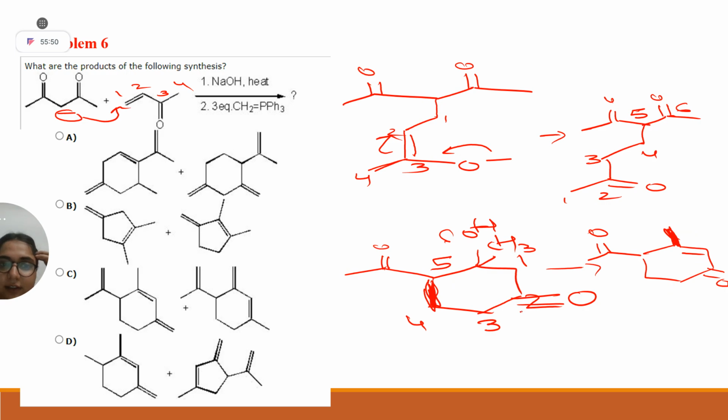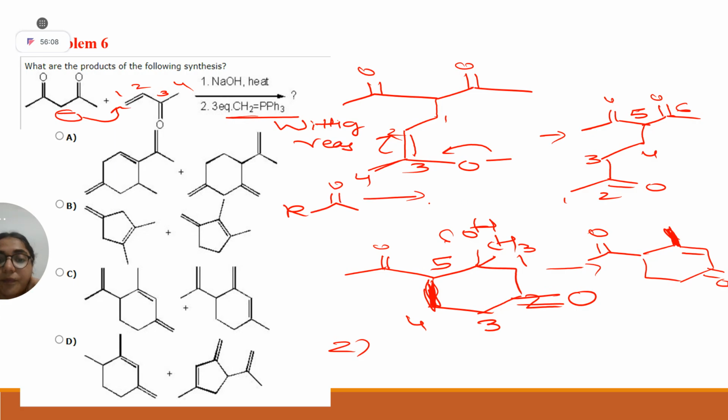Now they are asking. They have said three equivalents of, what is this reagent? Can anyone tell me? This is your Wittig reagent. What is the function of Wittig reagent? If you have aldehyde and ketone in your medium... and in the next class when you come with the mechanism, I will give you a hint on how to write. You just have to make carbon instead of that oxygen. Clear? Yes, ma'am. Now tell me which option is correct.